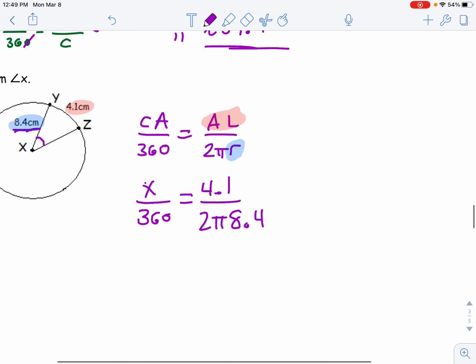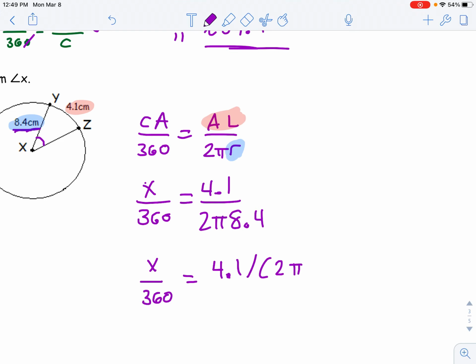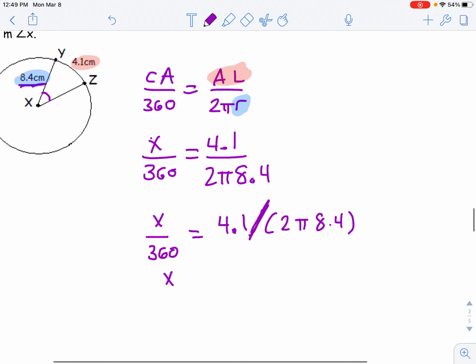8.4. All right, and if we're clever enough, it might just say round your answer. If it said round to the nearest tenth, I can plug this all into a calculator and it'll look like this. 4.1 divided by parentheses 2 pi, so that's divided by 2 pi 8.4. If I plug that all into my calculator, we're not even going to try an exact answer on this one. And we'll use 5 decimal places. 0.07768.